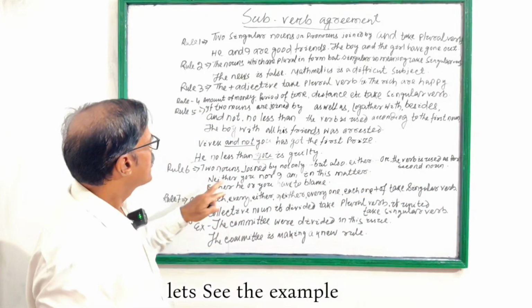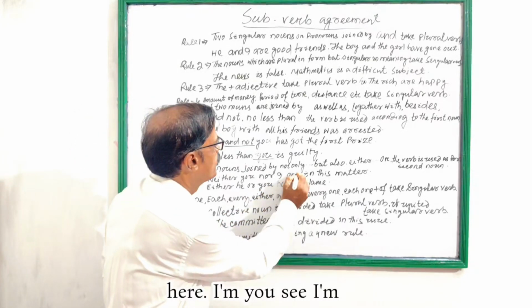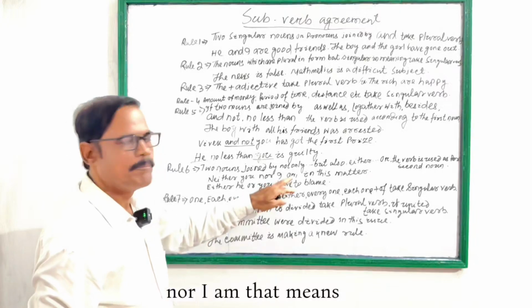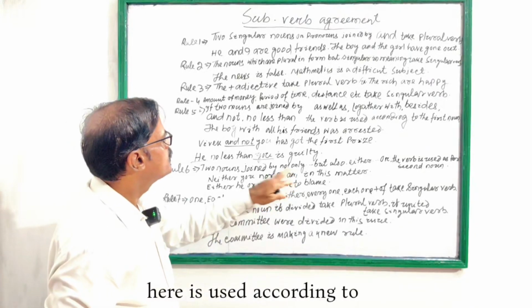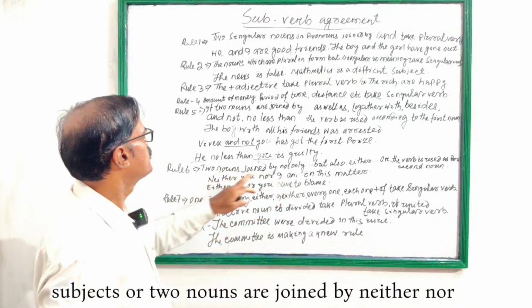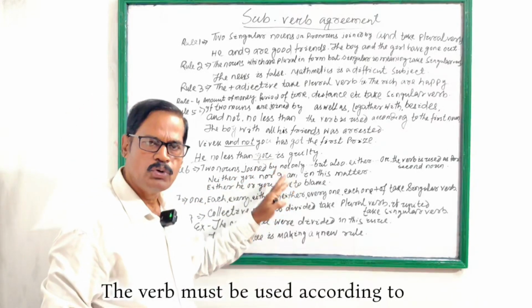See the example. Neither you nor I am. Here 'am' is used, you see. Neither you nor I am. That means 'am' is used according to the second subject. So if two subjects or two nouns are joined by 'neither nor', the verb must be used according to the second noun.